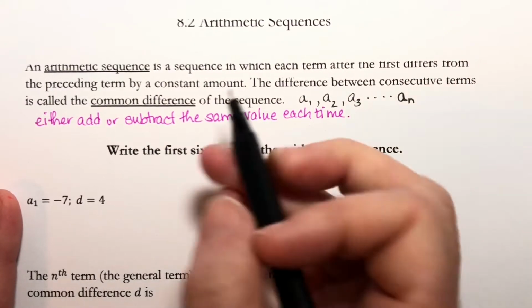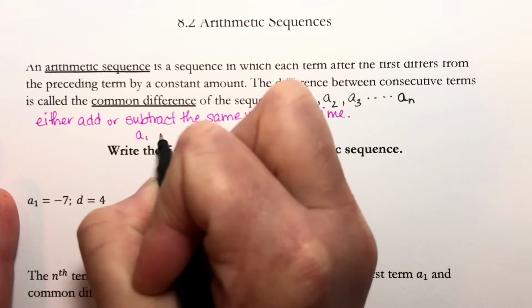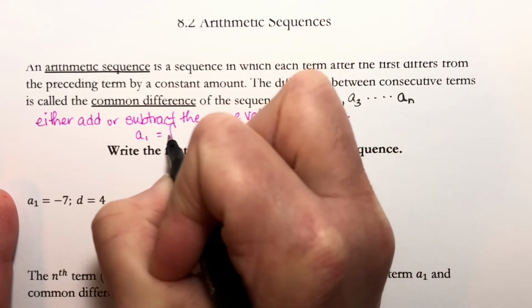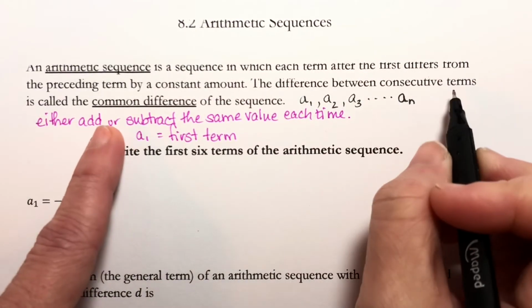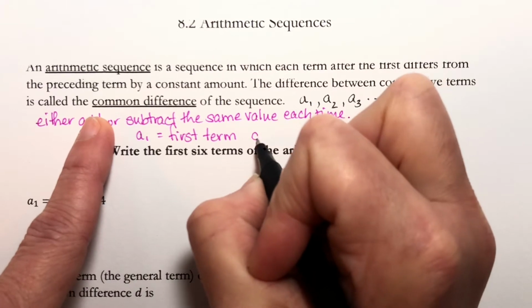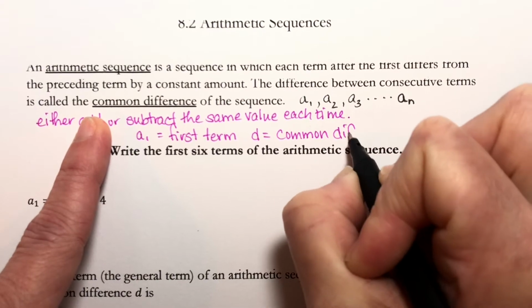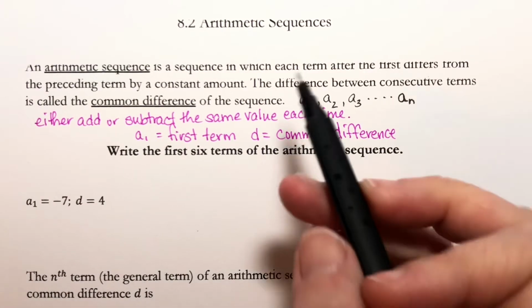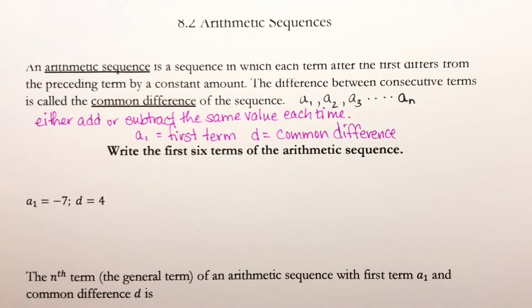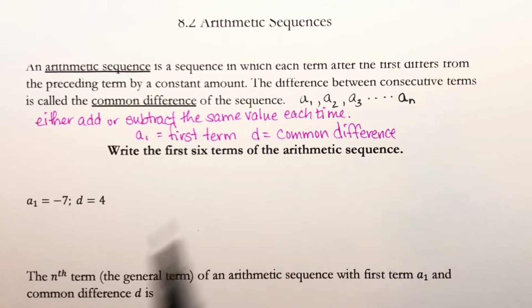Okay, so in this version, A1 is always the first term. And then the difference between consecutive terms is called the common difference of the sequence. We use the letter D to stand for the common difference. Now, technically, we're adding the same value each time. It's adding if our common difference is a positive number. We're essentially adding negative numbers every time if D is negative, which is subtraction.